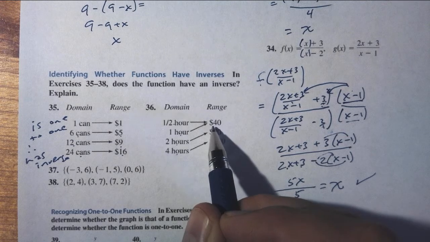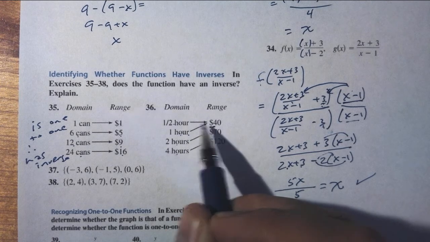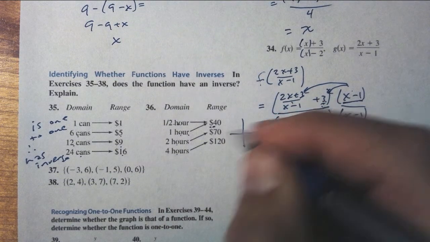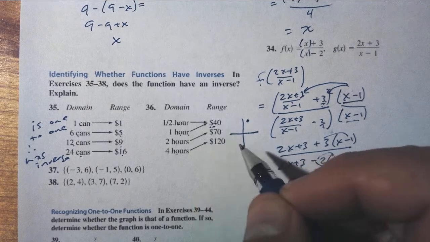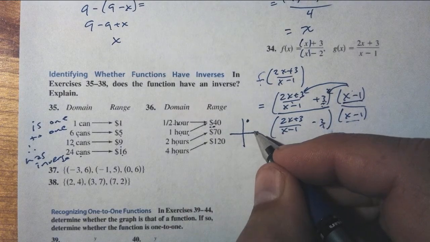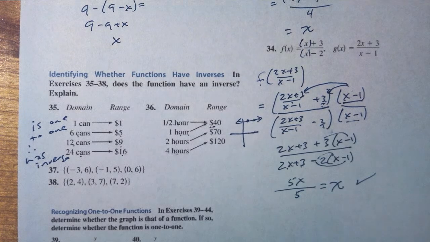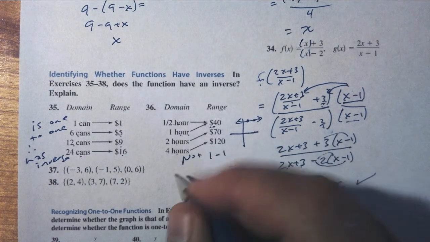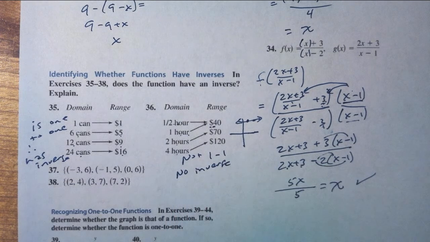There would be confusion getting this 40, knowing what to do with the 40. Does $40 get me half an hour? Does $40 get me 1 hour? In other words, if I graph this, 1/2 would get me 40, and 1 would get me 40, and it wouldn't pass the horizontal line test. Not 1 to 1, no inverse.